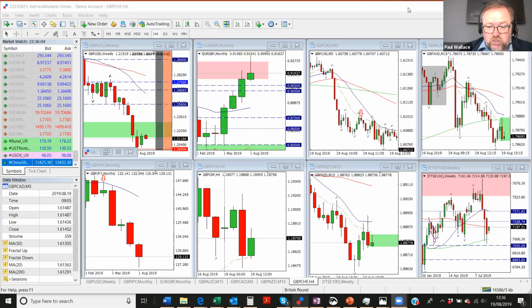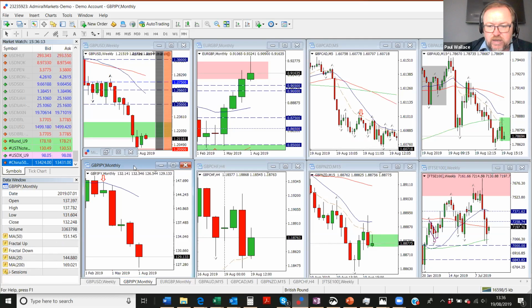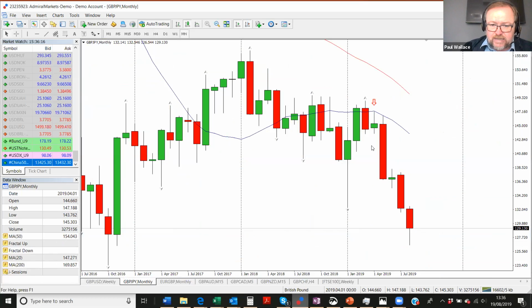So this is just a profile for sterling pairs. Let's have a look at something like pound yen, and see if there's a couple of examples here that show you different time frames. This is the monthly chart. It's a big old chart here, and it's perfectly possible to look for inside bars here, on the monthly chart.